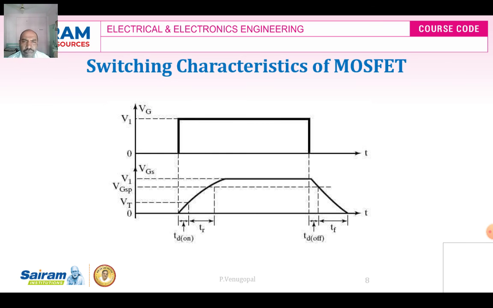After reaching the pinch off voltage, the gate to source voltage starts decreasing from VGSP to 0 volts, which means the drain current decreases from 90% to 10%. That time is called fall time. The sum of the delay time off and the fall time is called the turn off time of the power MOSFET.